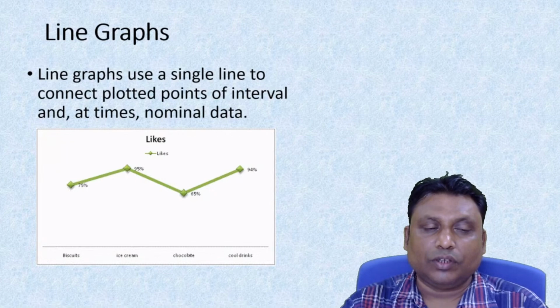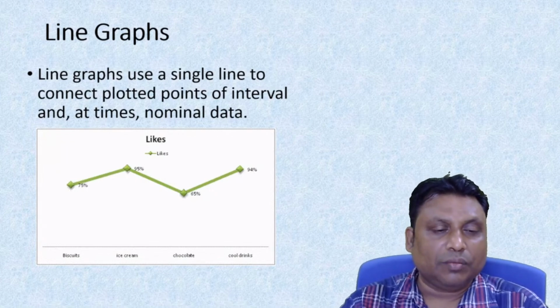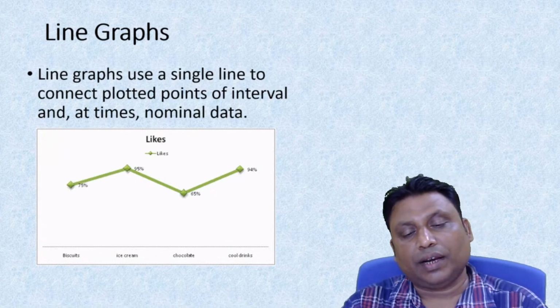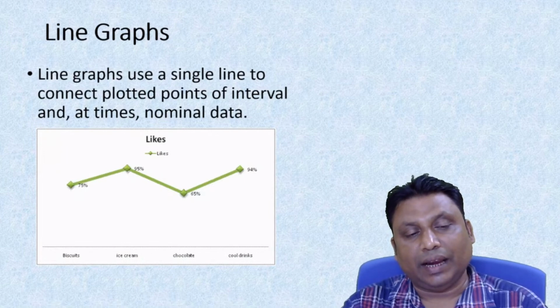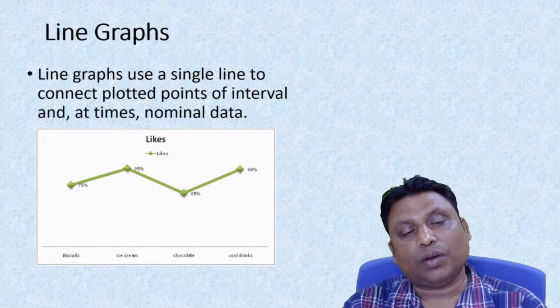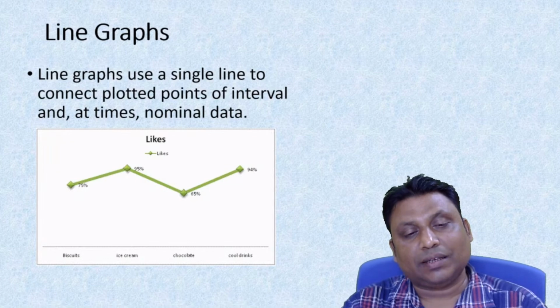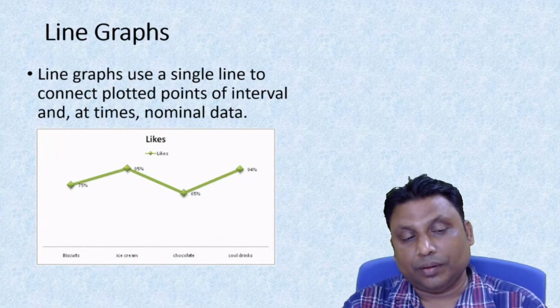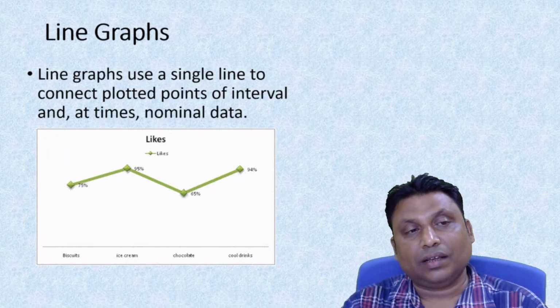So how can you find out? You collect the information from the product biscuits, the product ice cream, the product chocolate, and the product cold drinks. So in biscuits, what happened? 75%. In this case, the variables are taken on the x-axis and the percentage on the y-axis. 75% biscuit, 95% ice cream, 65% chocolate, 94% cold drinks. Make a line from each point, and this line is called the line graph.